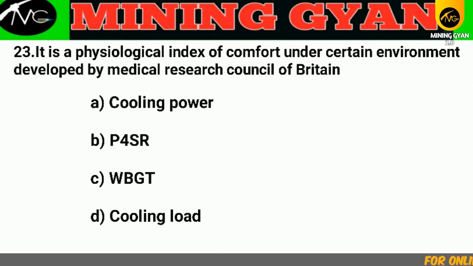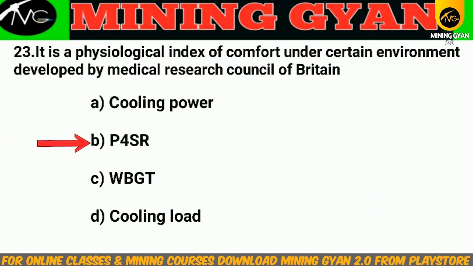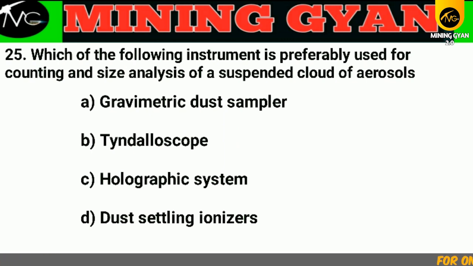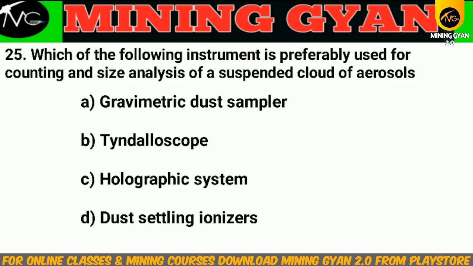Next question is, it is a physiological index of comfort under certain environment developed by Medical Research Council of Britain. A. Cooling power. B. P4SR. C. WBGT. D. Cooling load. Right answer is B. P4SR. Next question is, which of the following instruments is preferably used for counting and size analysis of a suspended cloud of aerosols? A. Gravimetric dust sampler. B. Tyndalloscope. C. Holographic system. D. Dust settling ionizers. Right answer is C. Holographic system.